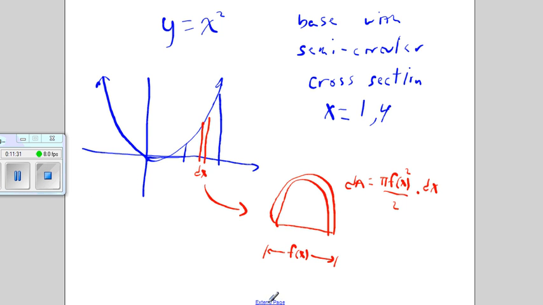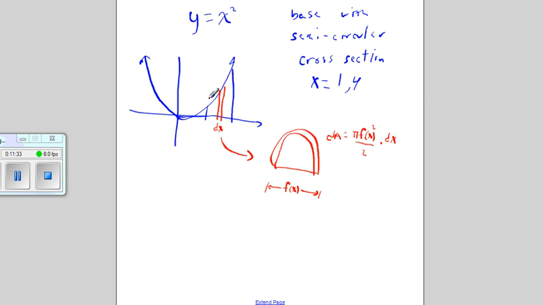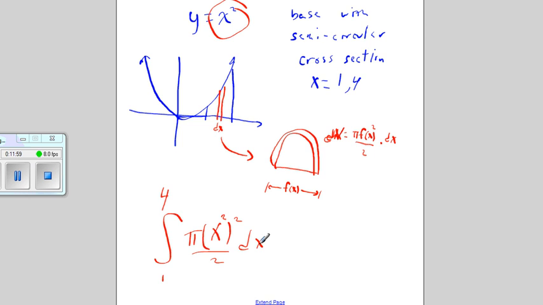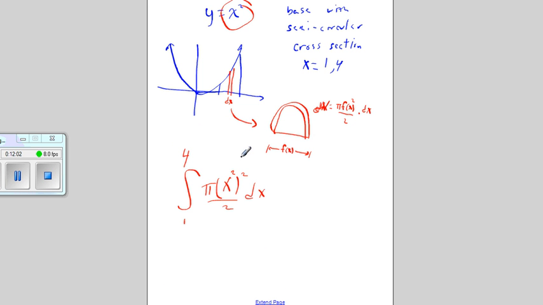So we know what to do now. So we're going to add up all of these slices of bread. So integrate from 1 to 4. I keep writing dA. That's dV. So I'm going to add up all these little chunks of volume, which are pi times f of x, where f of x is x squared. So x squared, squared, over 2 dx. And then let's just leave it like that, because this is the thinking, how to develop this volume.